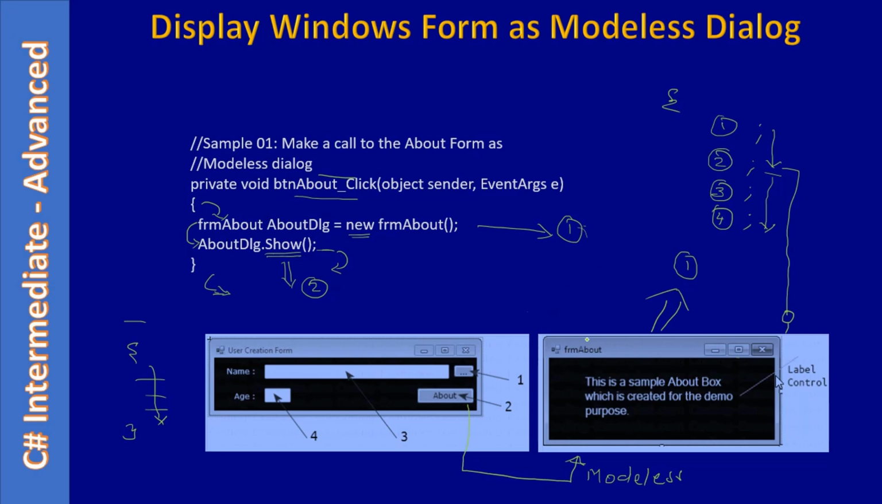Now you can think of this FRM about as some other functionality like a search or something else like that. So you can continue with the search operation here, and in the meantime you can proceed with some task in the main dialog. So that's all here.